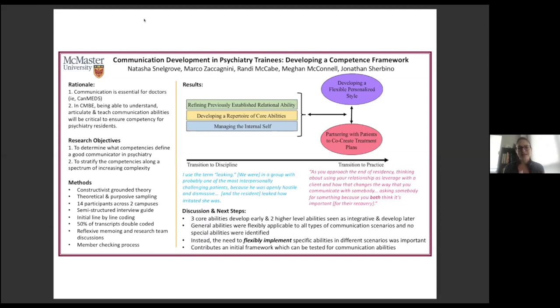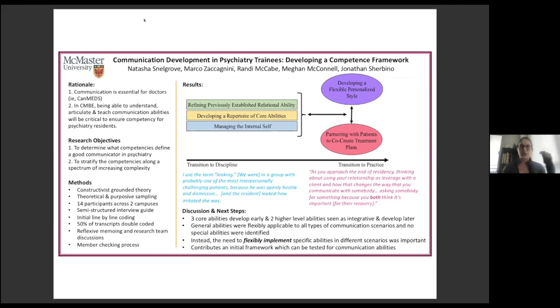As you approach the end of residency, thinking about using your relationship as leverage with a client and how that changes the way that you communicate with somebody. Asking somebody for something because you both think that it's important. So in terms of discussion and next steps, you can see we have these three core abilities and the two higher level abilities that are seen as integrative and developed later in training.